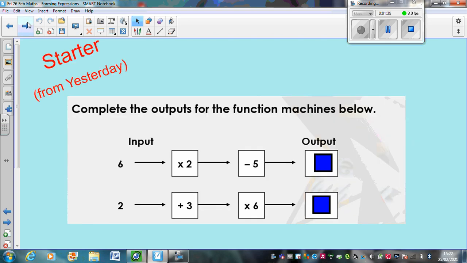Before we do that, let's look at the work we were doing just yesterday on Thursday. Complete the outputs for the function machine below. Once again, pause for you to have a go at this.